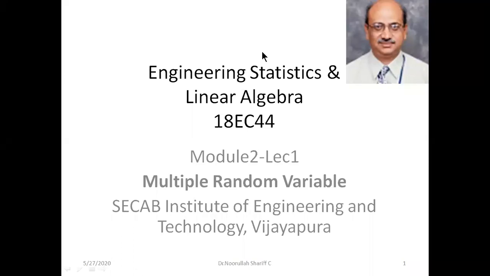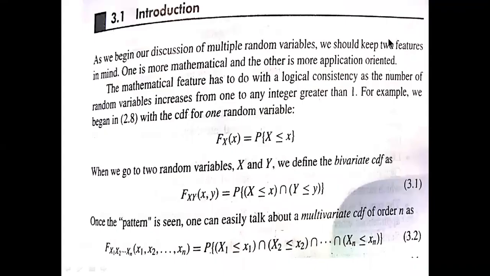So this is Engineering Statistics and Linear Algebra, 18EC44, Module 2, Lecture 1, the first lecture on multiple random variables. Here, what is more important is that whenever we talk about multiple random variables, we generally consider two features: one is more mathematical and the other is more application oriented.